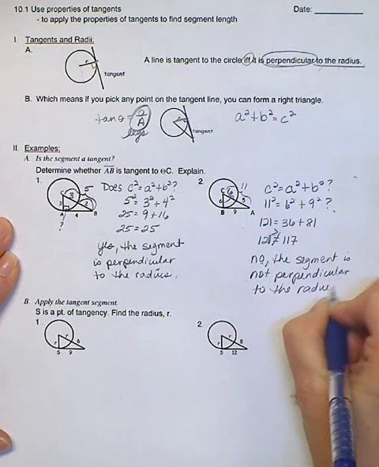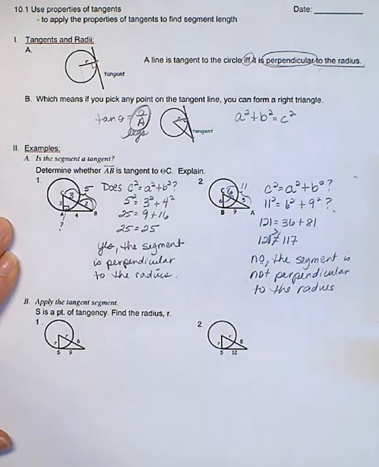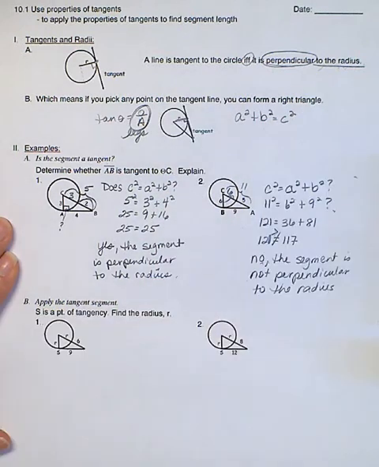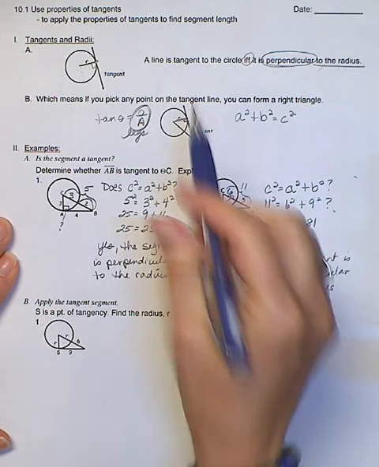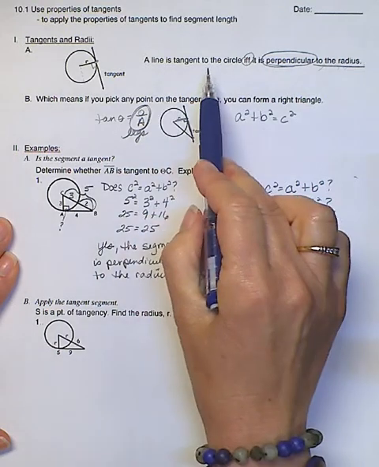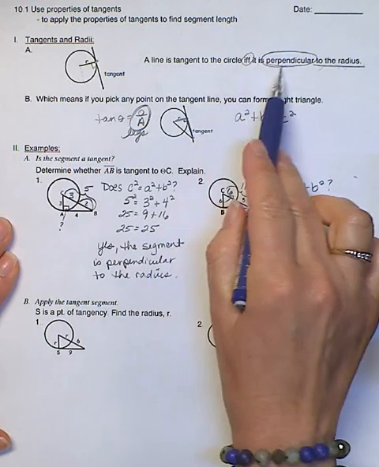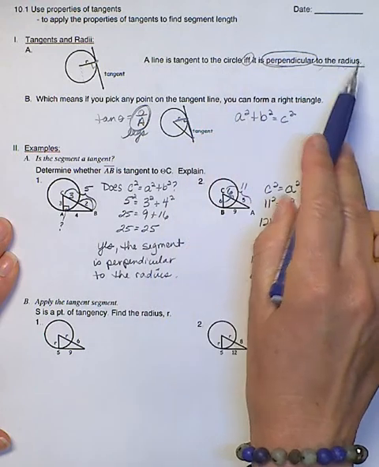So our theorem goes forwards and backwards. It's biconditional. It's true in both directions. So a line is tangent, or in this case a segment is tangent, if we can prove that it's perpendicular to the radius. So that's this first one. Can you prove it? Now we're going to go the other way.